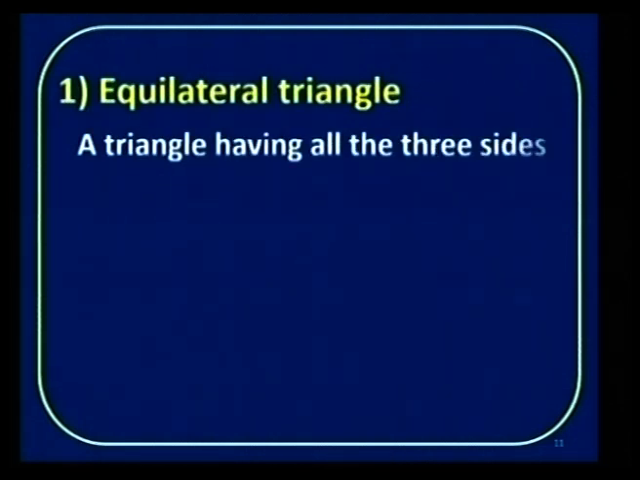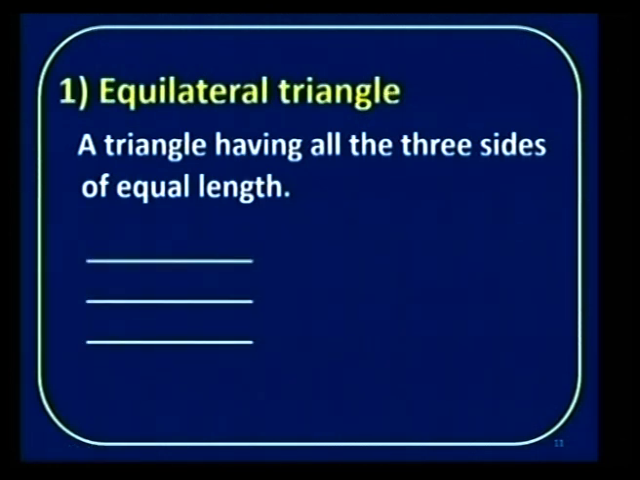Now children, let us understand what are these triangles. First, equilateral triangle. A triangle having all the 3 sides of equal length. So if you consider a triangle in which all the 3 sides have equal length, then we can call the triangle an equilateral triangle.